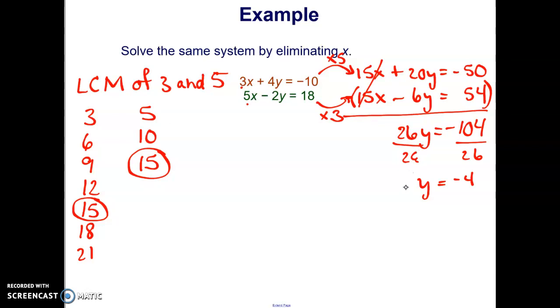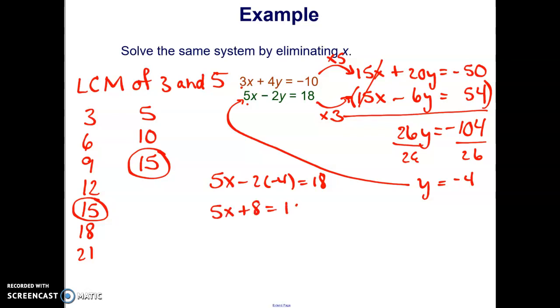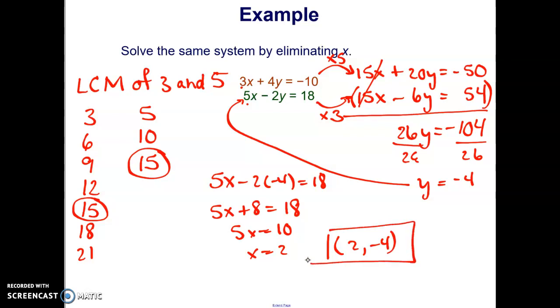Just to practice, I could take this number back and substitute, and I would get 5x minus 2 times negative 4 equals 18. So 5x plus 8 equals 18. 5x equals 10, and x equals 2. I'm not going to double check again because this is the exact same answer we got before, but it does show you can eliminate by any variable, whichever one you prefer to use.